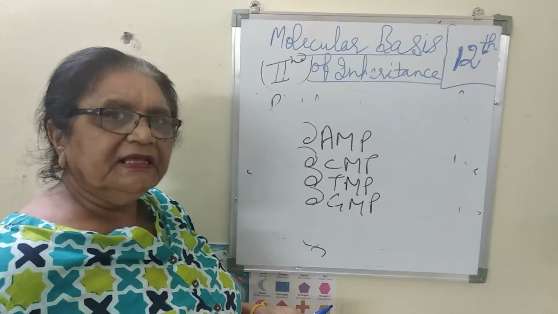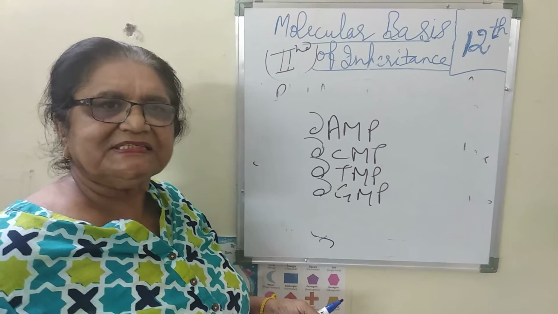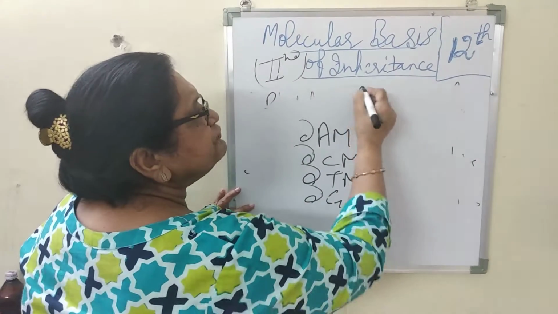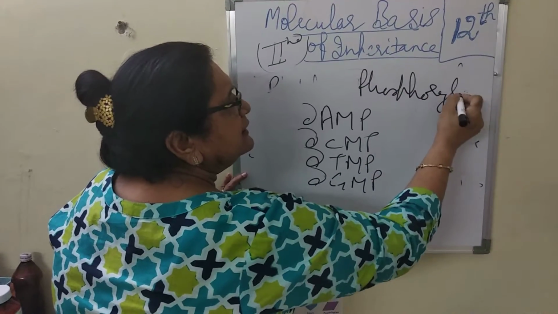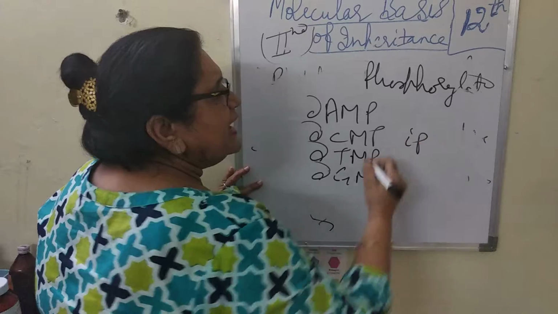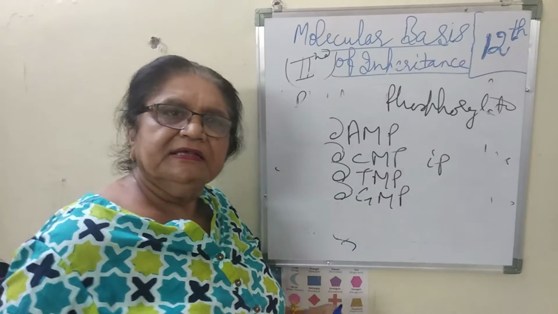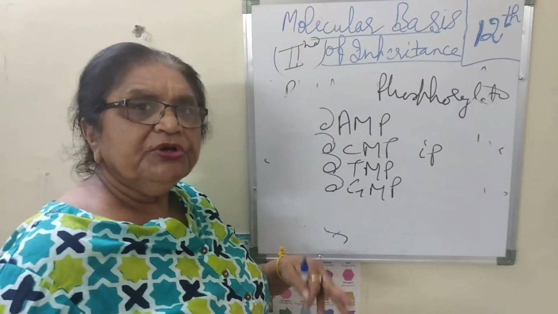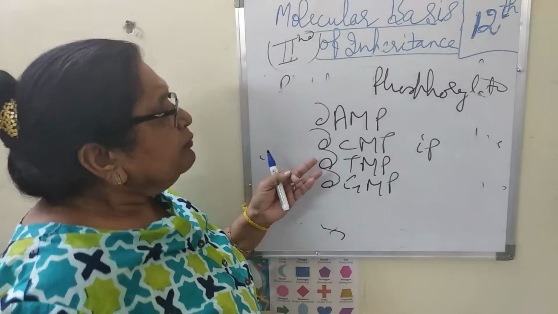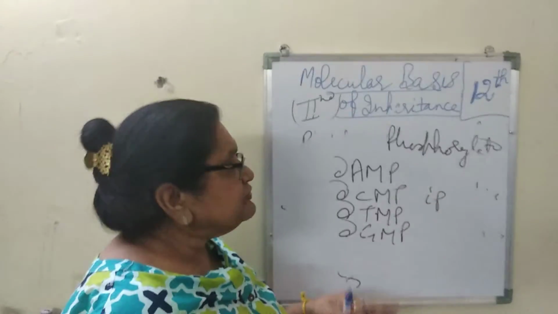Deoxyribonucleotides are present freely in the cytoplasm. That is the first step of replication. Then they are phosphorylated, which means they combine with inorganic phosphate. So AMP, GMP, TMP, CMP, the monophosphates, change into the triphosphates: ATP, GTP, TTP, CTP. So that means they are in the triphosphate form.